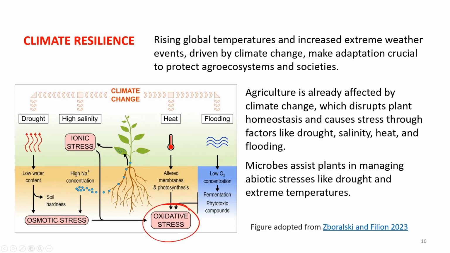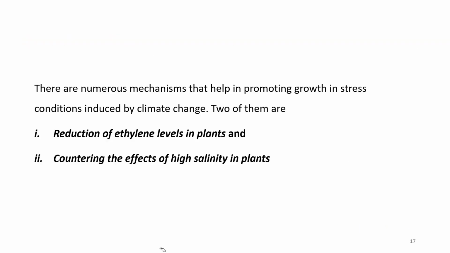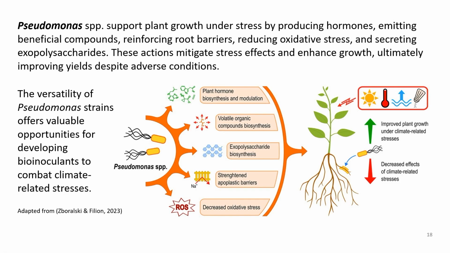And in the earlier slide, we discussed how oxidative stress is harmful and how plant microbial phytohormones help in overcoming this oxidative stress. So, there are numerous mechanisms that help in promoting growth in stress conditions induced by climate change. Two of them are reduction of ethylene levels in plants and countering the effects of high salinity in plants.